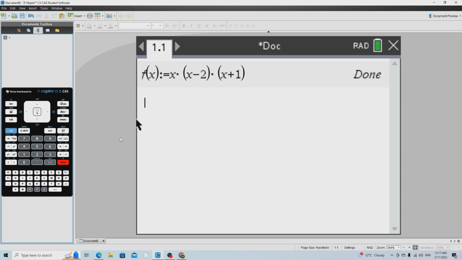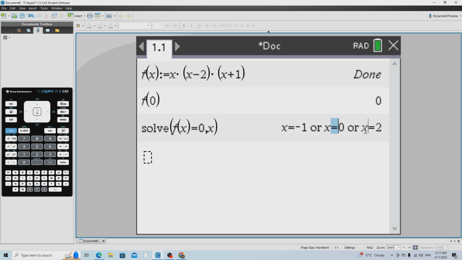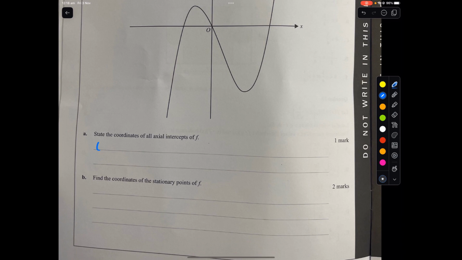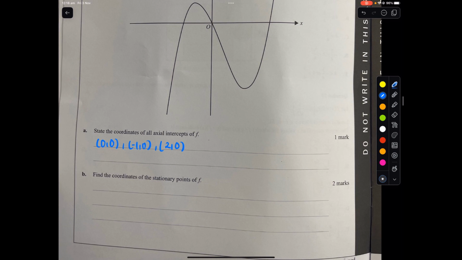And we want the... okay, what about the y-intercept? It's at 0 and 0. What about if we solve for f of x equals 0 for our x-intercepts, and we get x equals -1, which we already have over here, and x equals 2. So let's write those down. The first one will be (0, 0), the second one will be (-1, 0), and the third one will be (2, 0). Perfect.